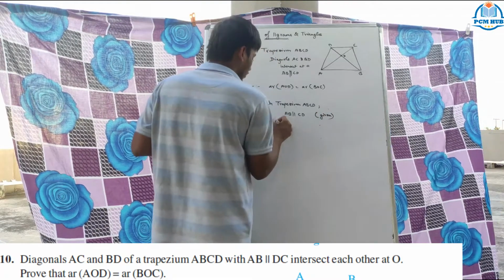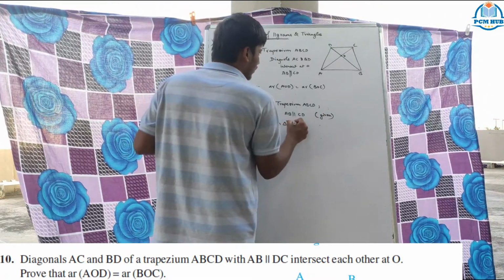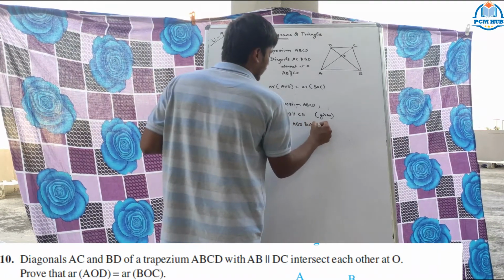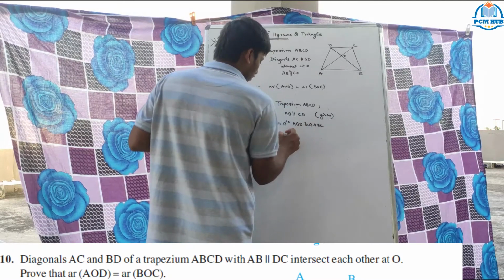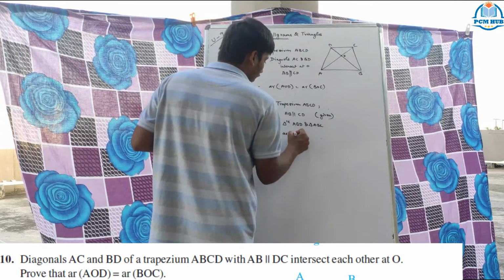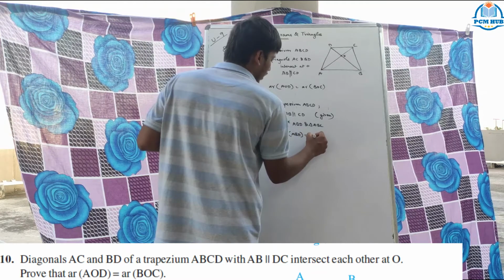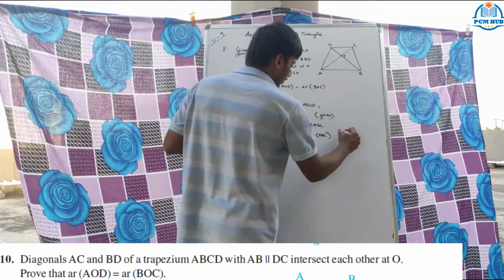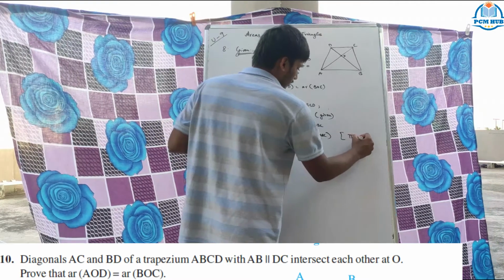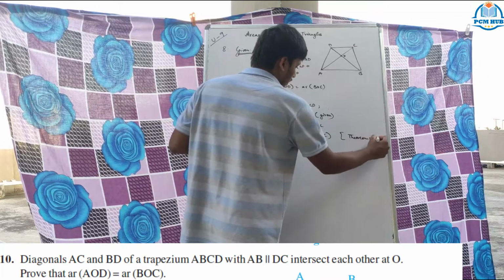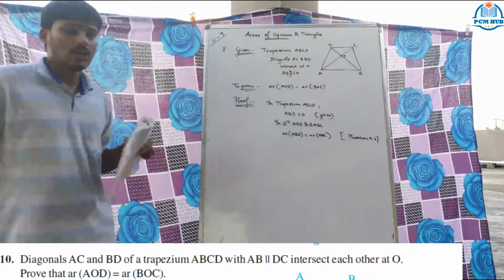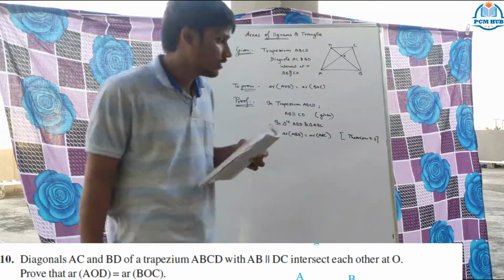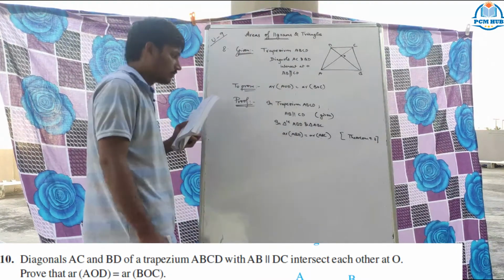Now therefore, in triangle ABD and triangle ABC, area of ABD equals area of ABC. Why? Theorem 9.3: triangles on the same base and between the same parallels are equal in area. Done. Next.